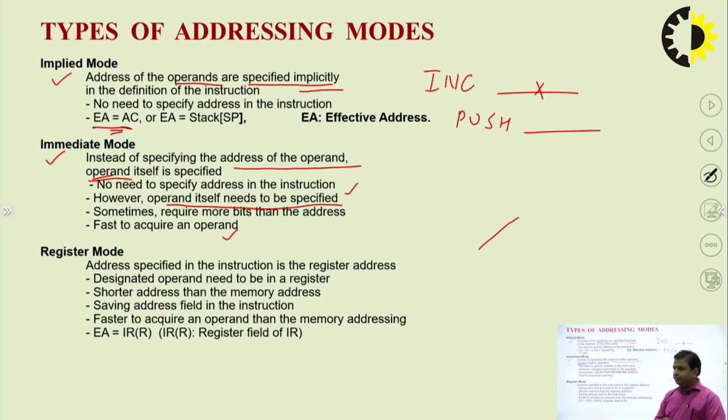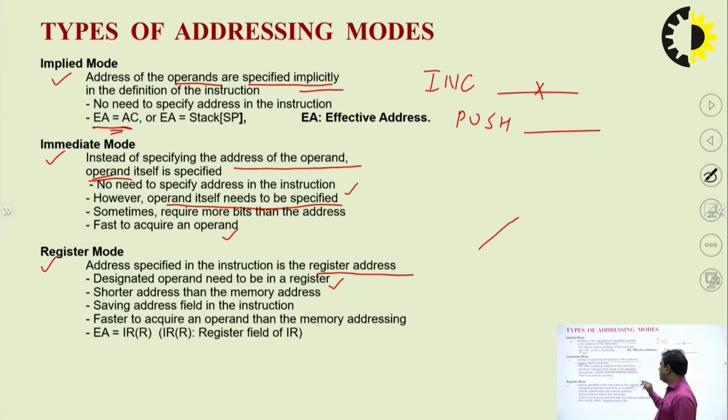Next, we come to the register mode. Register mode means now we will hide the address within the register. That means we will find the address within a register. So the address specified in the instruction is the register address. The designated operand needs to be in a register. Whatever the operand is, it needs to be within a register.